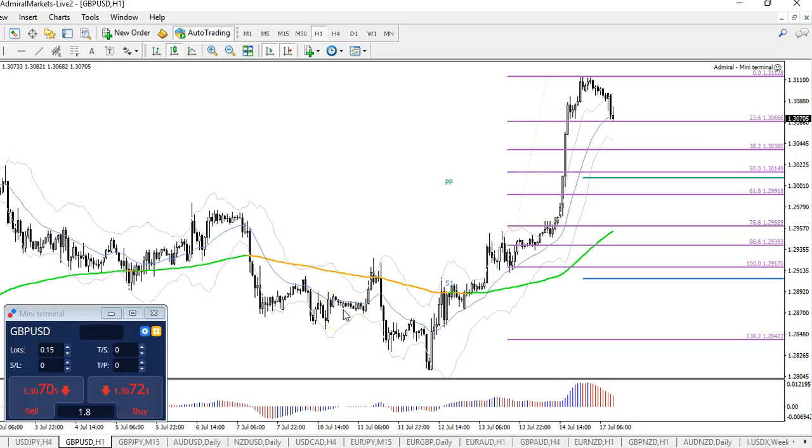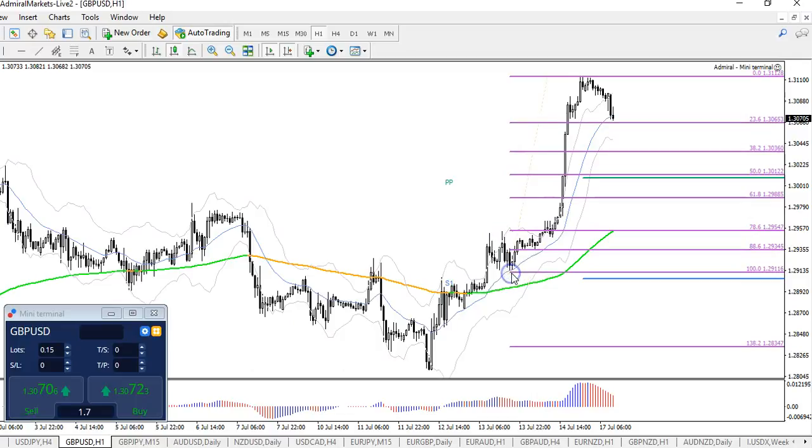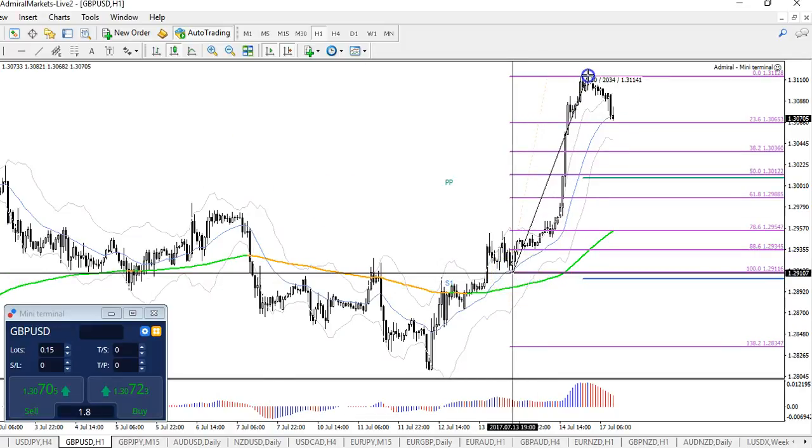I wanted to start this particular video with the pound USD. I like the cable because it's showing such strong momentum last week. You can see price breaking through here and rising very quickly with good momentum. Look at that. It was a move that broke through the 130 and went more than 200 pips.